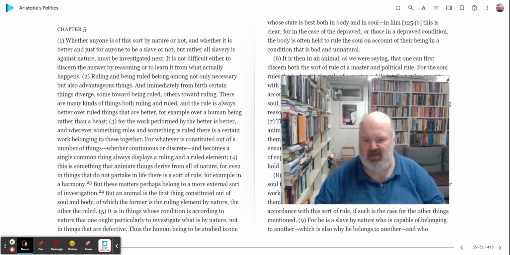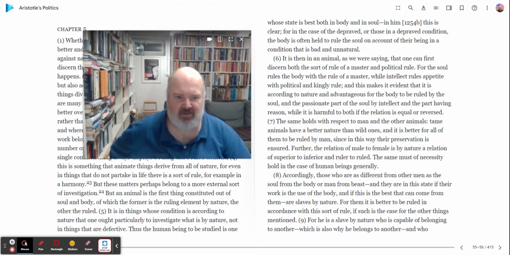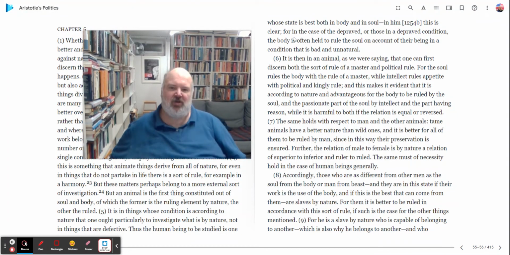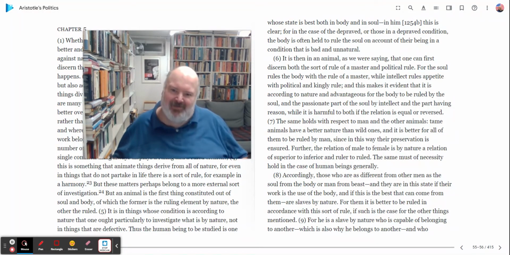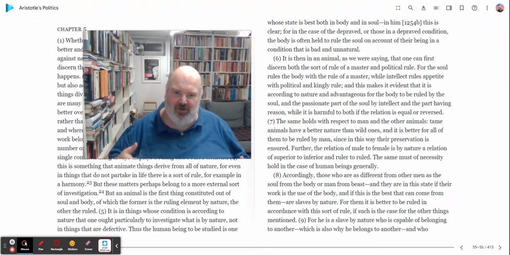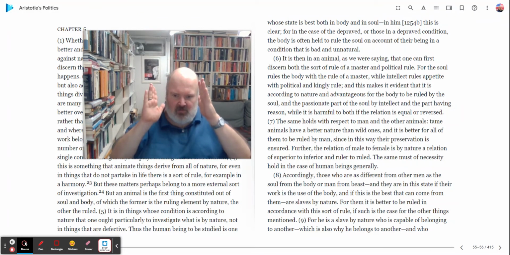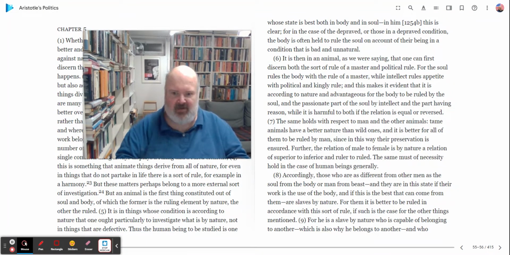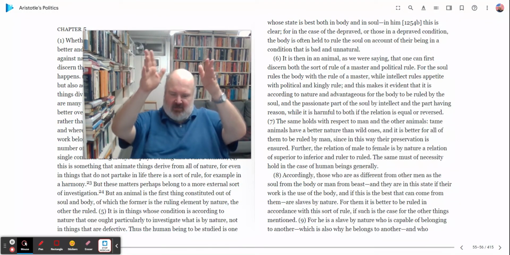Thus, the human being to be studied is one whose condition is best both in body and in soul, and this is clear. In other words, we should be looking at man at his peak, not in his imperfect state. So the body, we should be looking at perfect bodies, not defective bodies. In other words, we should be looking at healthy minds and healthy bodies, and this is what nature is designed for. The defects are not intended. They're accidents. Accidents can happen, or deviations from what nature has intended.